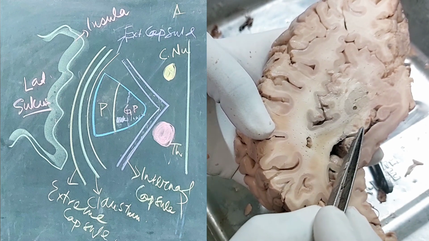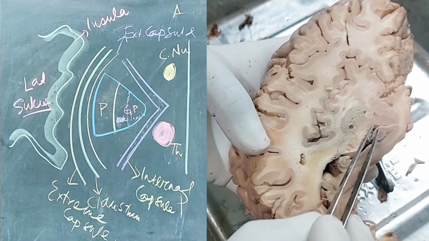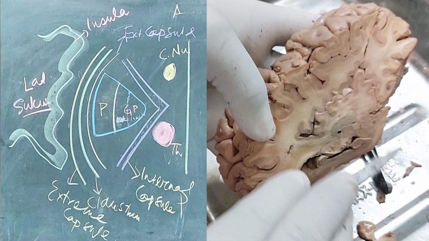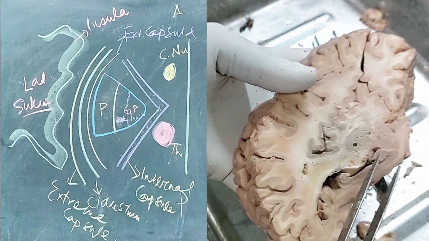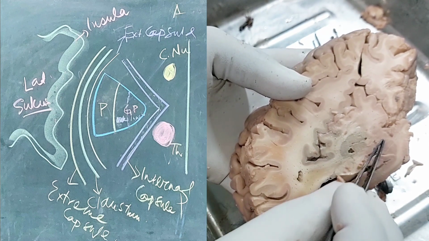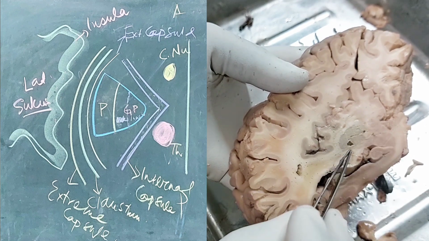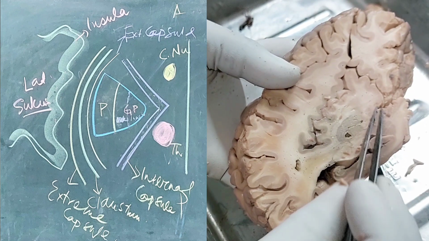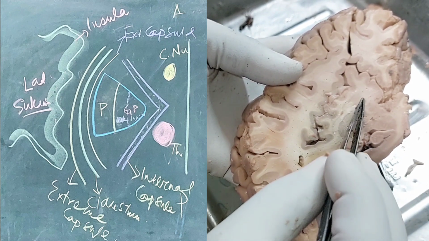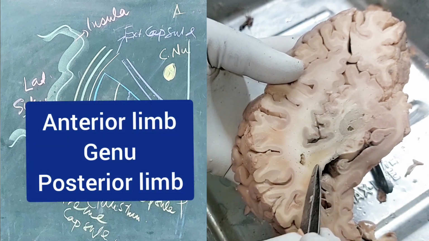This is the thalamus. The caudate nucleus has three parts: head, body and tail. But all three parts are not in the same plane, so we cannot get all three parts in one section. In this section we can see only this one. So the caudate nucleus is anteromedial, and the thalamus is posteromedial. Then these white fibers here are the internal capsule, with an anterior limb, then the genu, then the posterior limb.